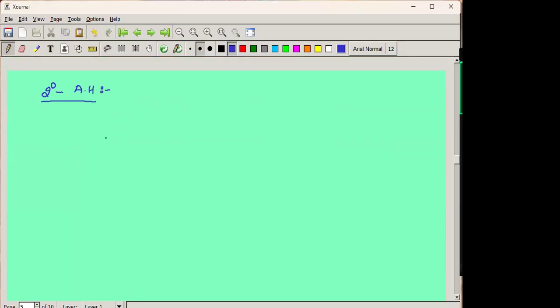See here, I am going to write a secondary alkyl halide. So this is one of the secondary alkyl halides. Here I am going to consider the formation of the products, and alcoholic KOH is used. So now what happened? What type of products can we expect right now?